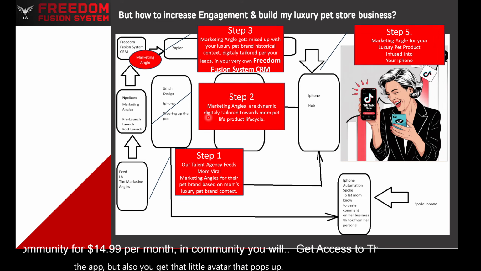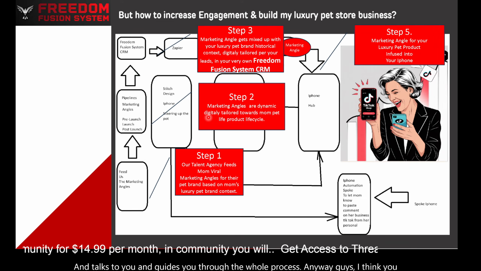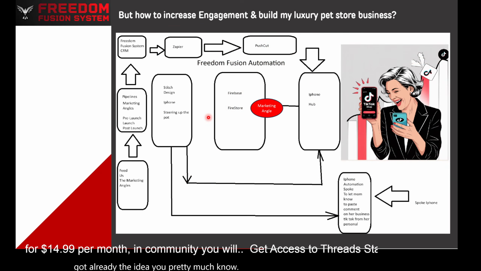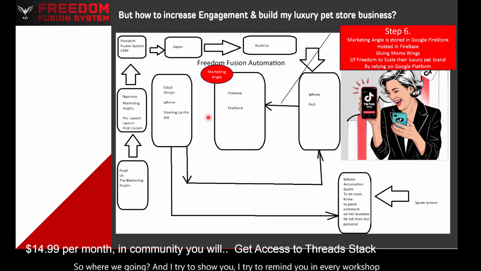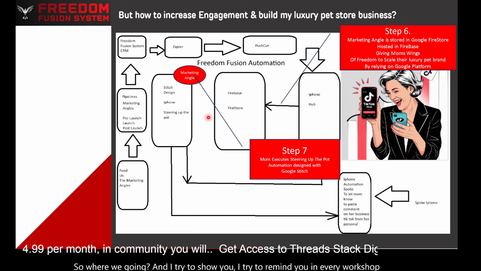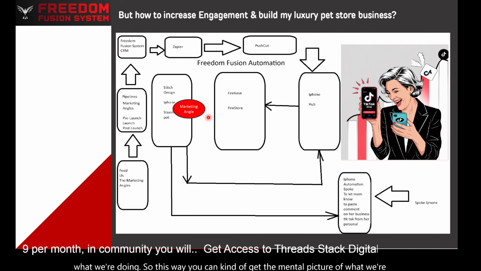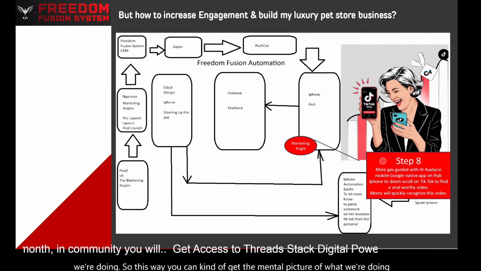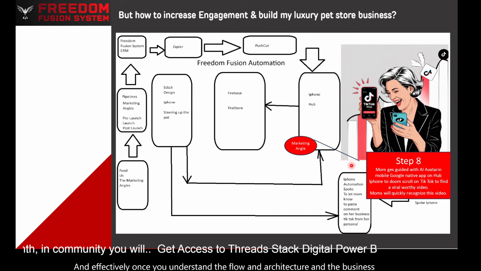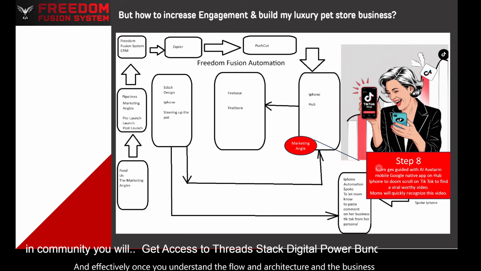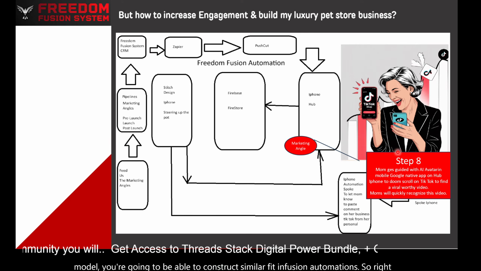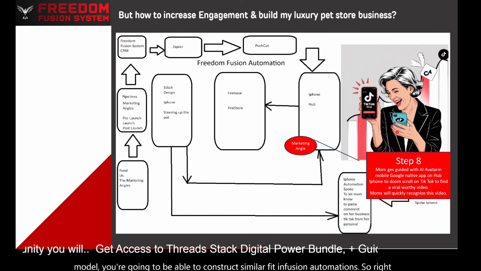Anyway, guys, I think you already got the idea. You pretty much know where we're going. I try to remind you in every workshop what we're doing, so you can get the mental picture. Effectively, once you understand the flow, architecture and business model, you're going to be able to construct similar Freedom Fusion automations. So right now, we need to get an AI avatar to talk to a mom. How the hell do we do that?